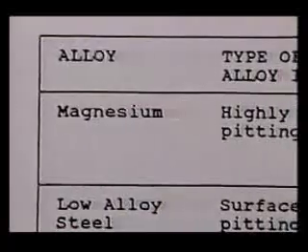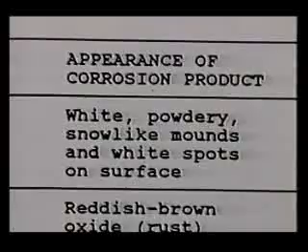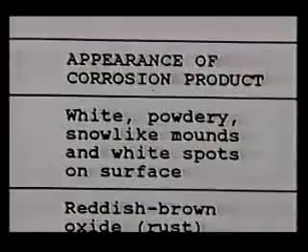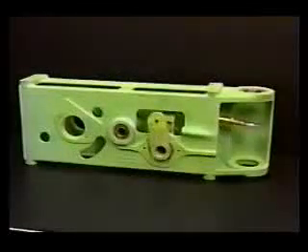Magnesium is the most chemically active metal used in aircraft construction and is highly susceptible to pitting. Corrosion on magnesium initially appears as white spots on the metal, and with time, these spots can develop into white powdery mounds of corrosion product. Magnesium always requires a protective coating. It is usually painted and protected by either chemical conversion or electrolytic processes.